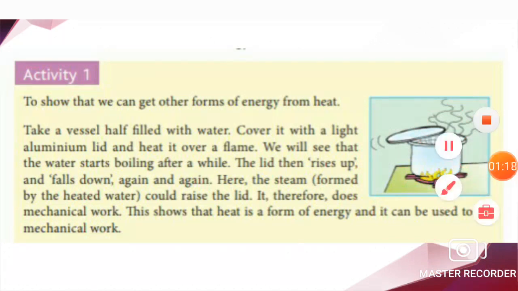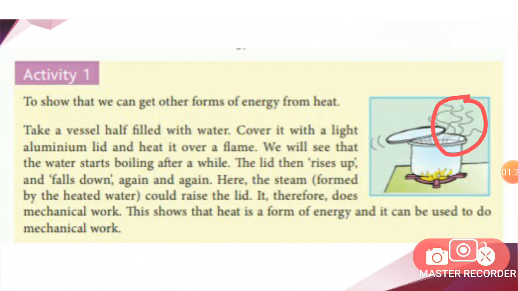Here, see the steam formed by the heated water. It only raises the lid. So here steam does work, that is, it does mechanical work. This shows that heat is a form of energy and it can be used to do mechanical work.